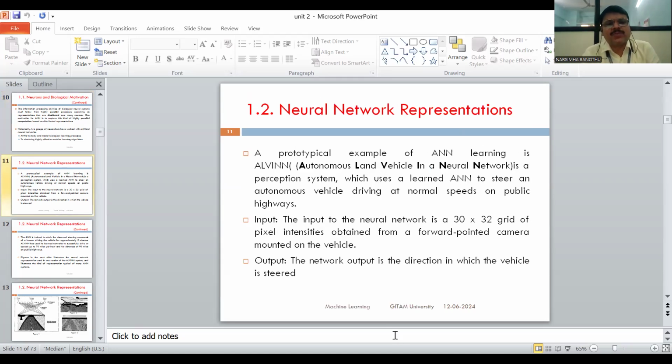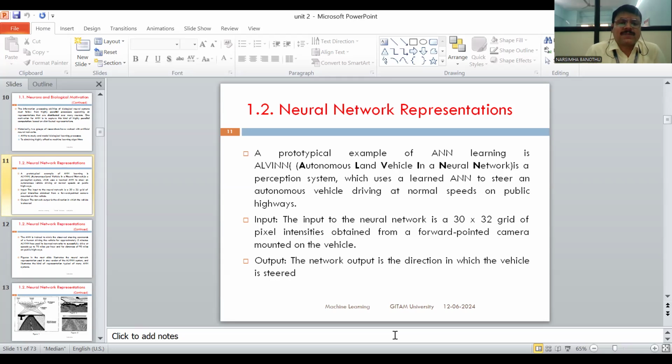Coming to the second point, that is neural network representation. Here, a prototypical example of ANN learning is ALVINN, Autonomous Land Vehicle in a Neural Network, a perception system which uses a learning ANN to steer an autonomous vehicle driving at normal speeds on public highways.